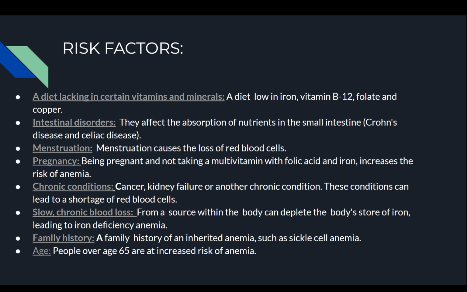So, family history also plays a role in inheriting anemia, such as sickle cell anemia. And finally, age. People over the age of 65 are at an increased risk of getting anemia.